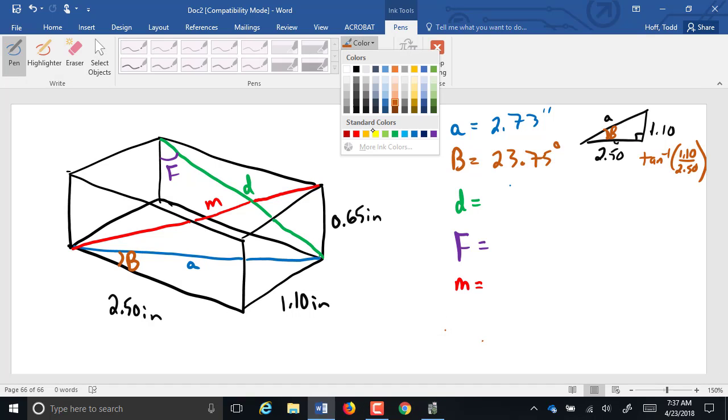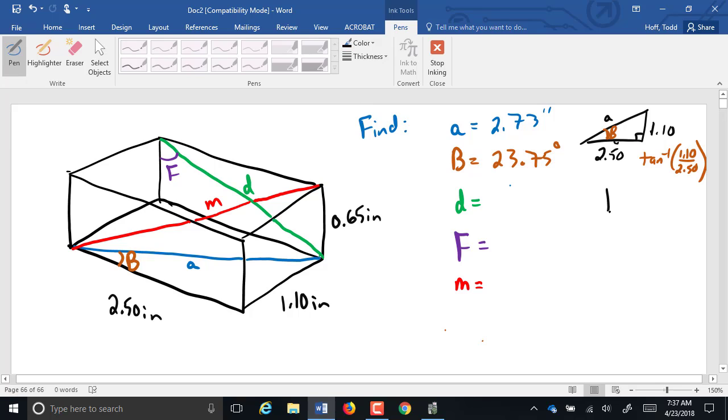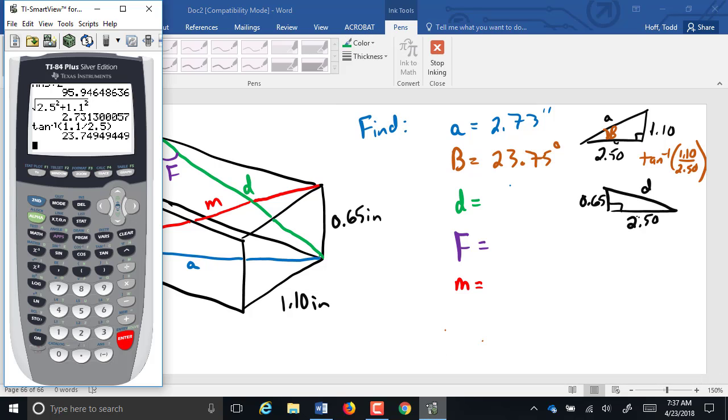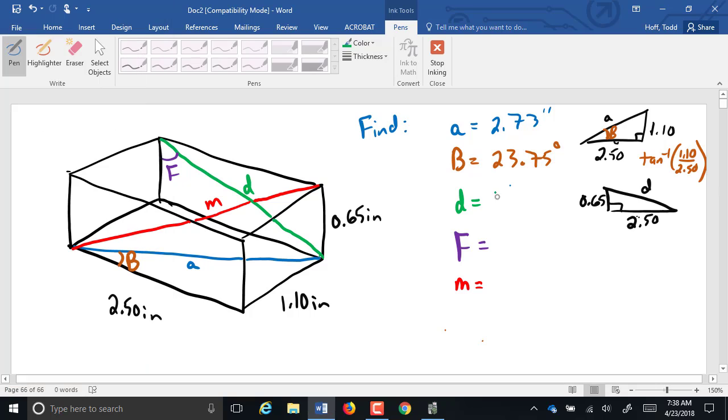So for D, we're looking at a triangle that looks something like this. D is that hypotenuse. What's the bottom of it? That's 250. What's this side here? That is the 0.65. So of course, to find D, A squared plus B squared equals C squared. 2.58 inches.